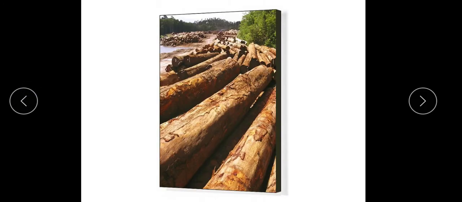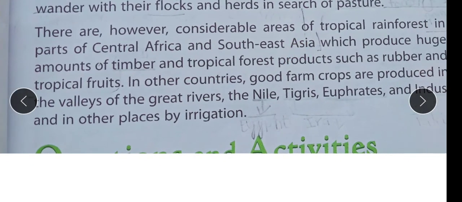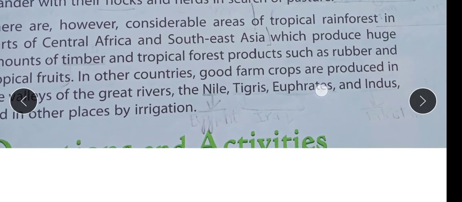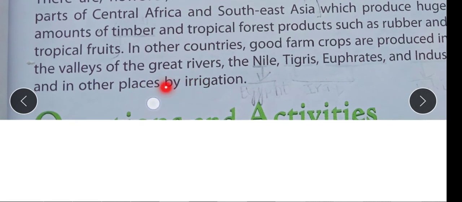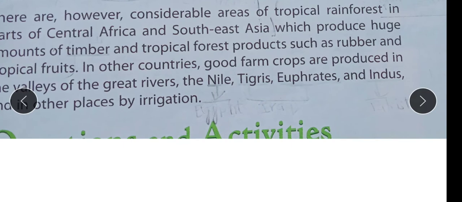Okay boys, now come to the last two lines of my lesson, which say to us that in other countries good farm crops are produced in the valleys of great rivers. कहता है कुछ कंट्रीज़ में अच्छी बेहतरीन ज़रख़ेज़ किस्म की फसलें उगाई जाती हैं. In other countries good farm crops are produced in the valleys of great rivers, in Nile, Tigris, Euphrates and Indus and other places by irrigation. They mean to say that in some countries on the banks of major great rivers many crops are grown.